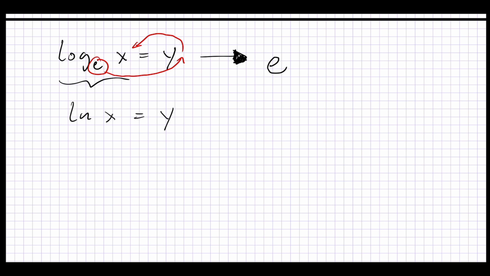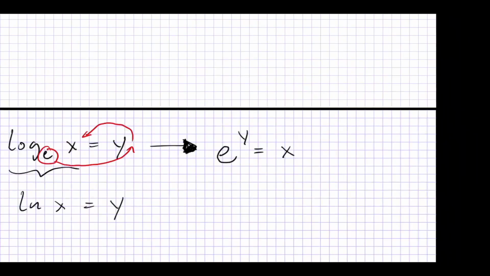The next stop is y, right? The next stop is y. After e, we get to y. That becomes the power. The last stop becomes the answer. Done. So we're going to do the same thing with the problem we have in front of us. Okay, we're going to do the same exact thing. Start with the base of the log, go from there. Okay.